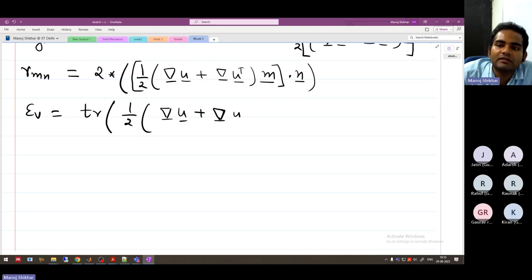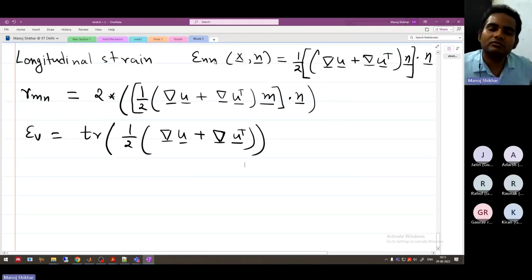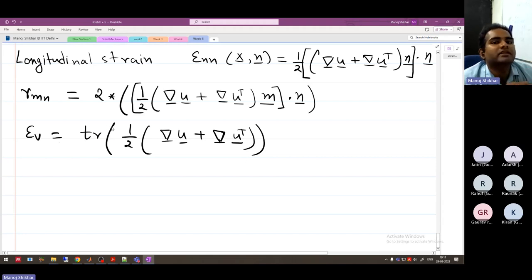So I hope you can see that half of gradient of U plus gradient of U transpose is a very important term. If you find that, you will be able to find the components of strain along any direction, like the longitudinal strain along any direction n, or the shear strain between two line elements, or the total volumetric strain. You can also read about the physical significance of these in the video lecture. Sir has explained what the physical significance is.